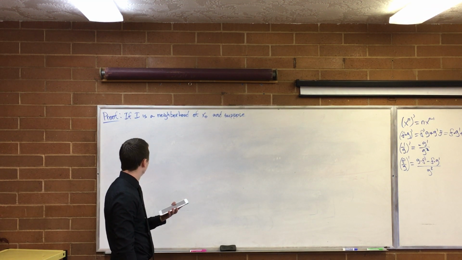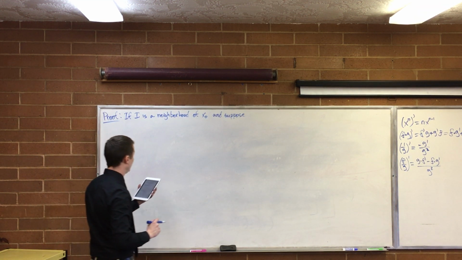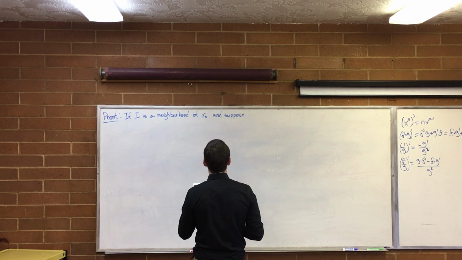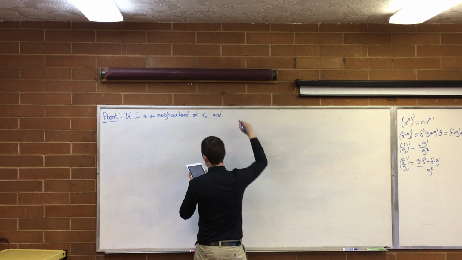Anyways, let's continue with Noetherian rings. And suppose I is a neighborhood of x naught.